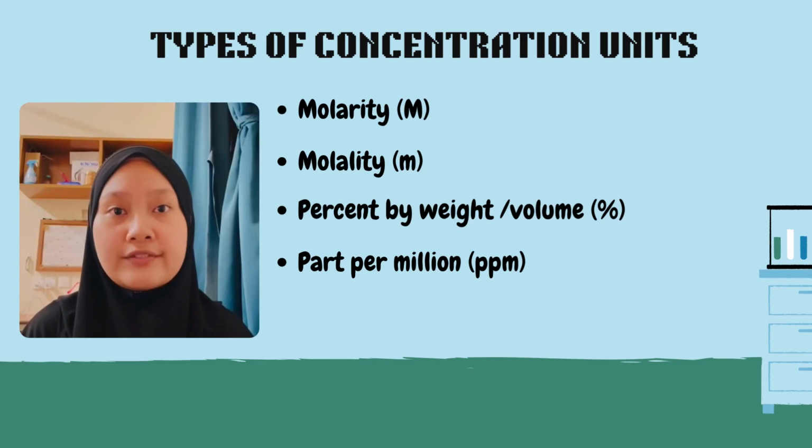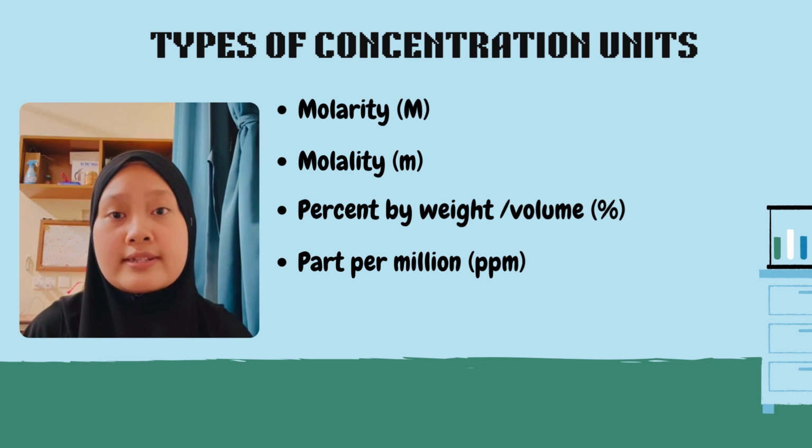I will explain several types of concentration units. There are 4 main types. The first one is molarity, which is defined as the number of moles of solute per liter of solution. And the second type is molality. It measures the number of moles of solute per kilogram of solvent. And the third type is mole fraction, which is the ratio of the number of moles of a component to the total number of moles of all components in the mixture.